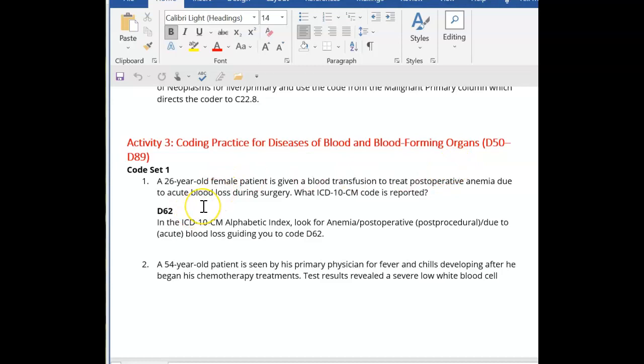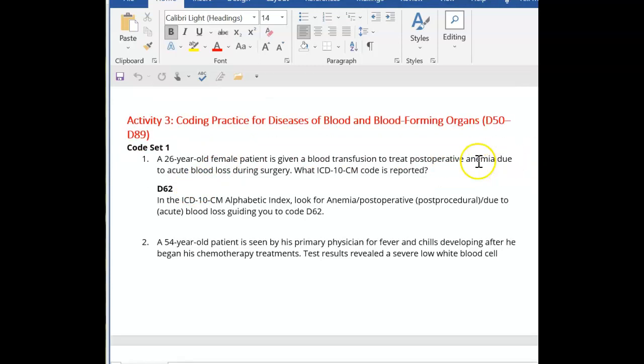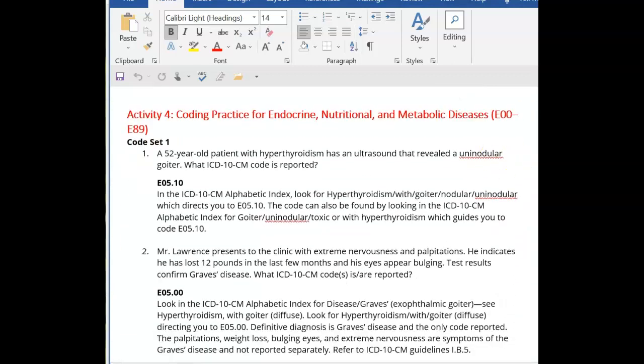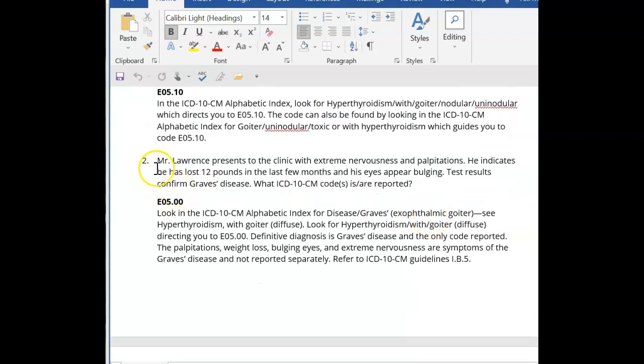This one went well. I really didn't have any questions on activity 3 with the blood loss. These were pretty self-explanatory. So let's go ahead and go to activity 4. This one here, the E05.10, that one was good. Everyone got that one right.